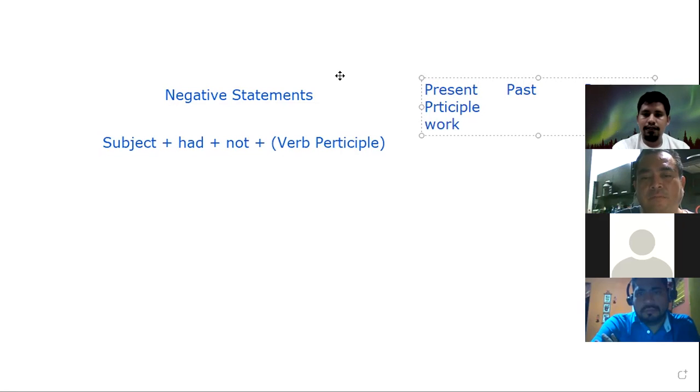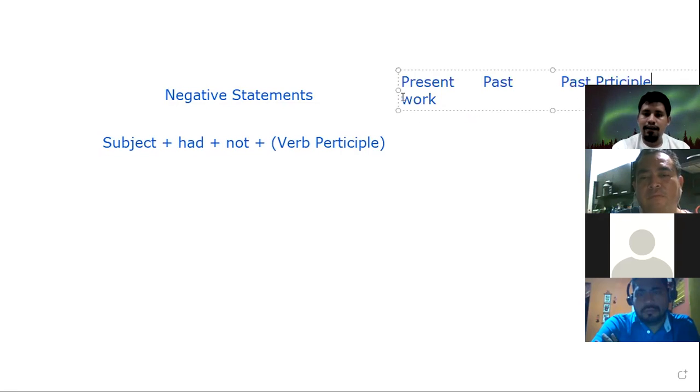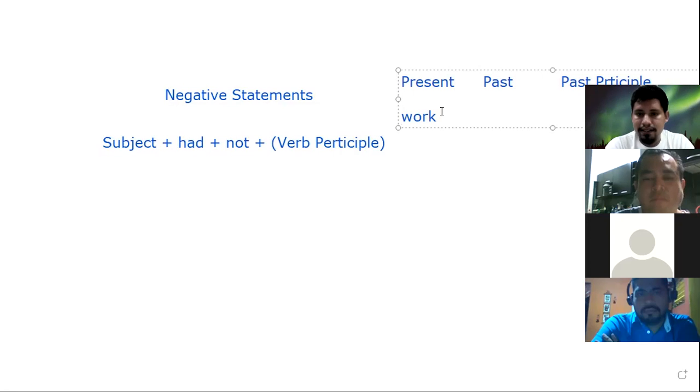I'm going to move this. Give me just a second. There. Okay, and here we have the verb work. Work is going to be the present form. In past, this verb has to finish with ed, worked. Okay, worked. And in past participle it is going to be the same, because all verbs that finish in ed in past are going to be the same in past participle, worked. That means this word. Okay, worked.